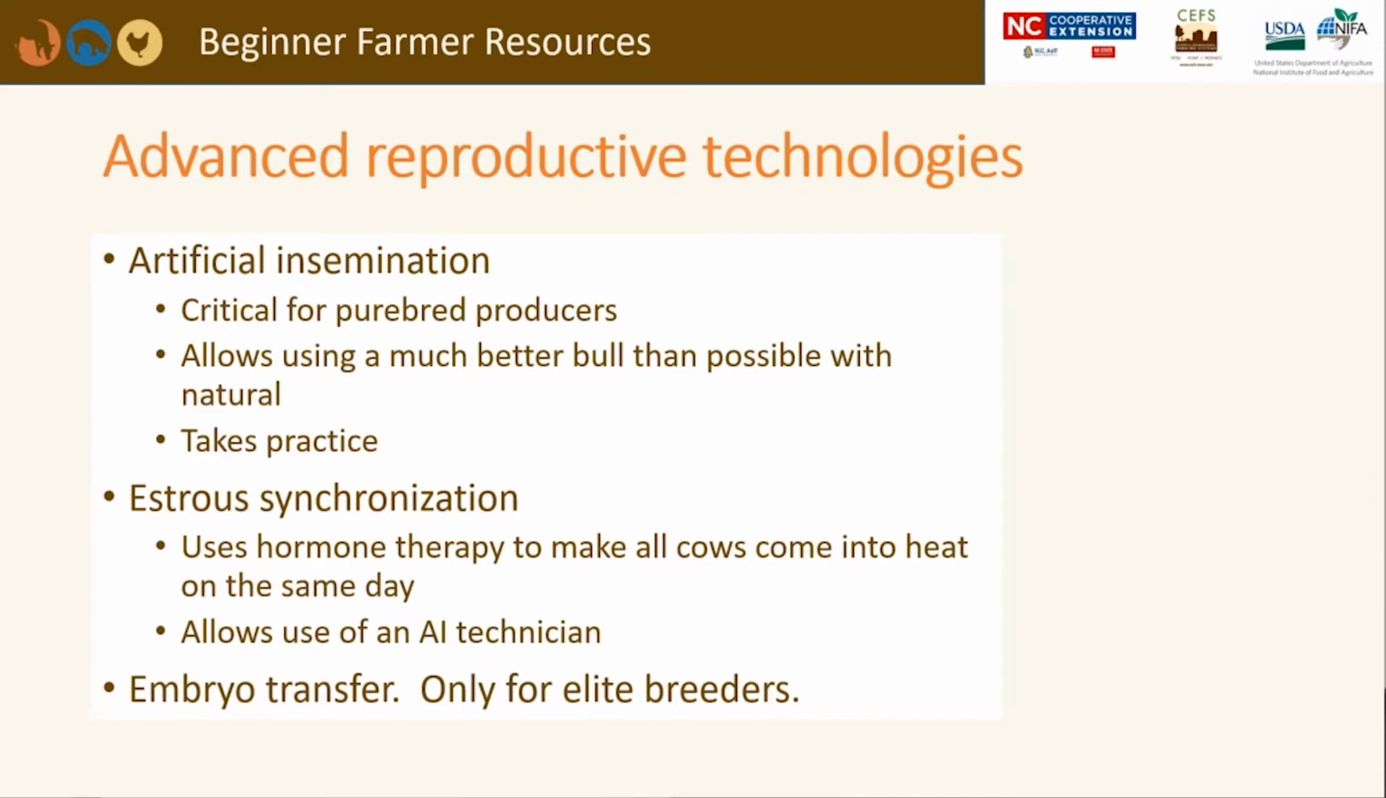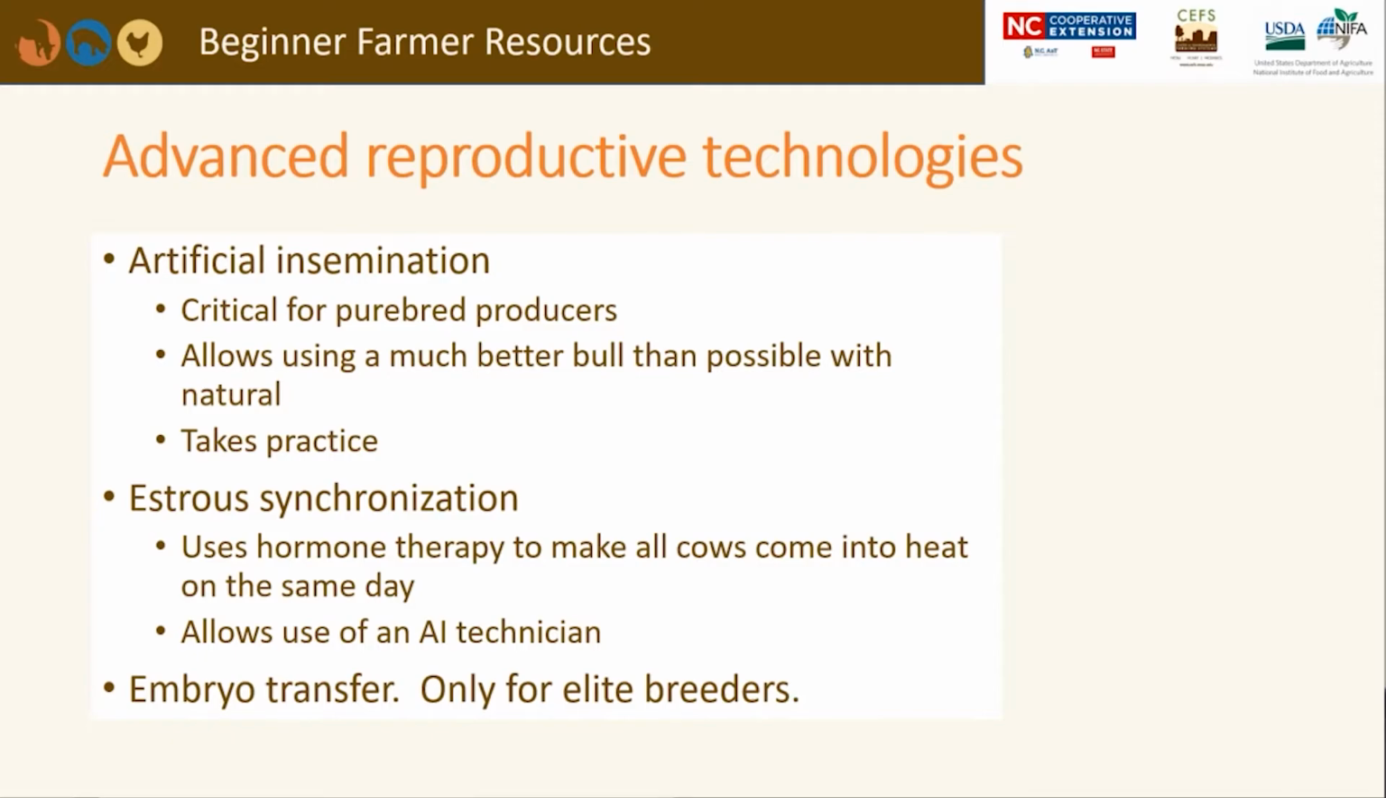Estrus synchronization goes along with artificial insemination. Estrus synchronization is a system by which we use hormone therapy to make all the cows come in to heat on the same day. And this allows us to use an AI technician that would come by and visit the farm on the day that we know the cows are going to be in heat and ready to be bred. It allows better scheduling and is definitely a recommendation to any farmers that are using an artificial insemination system.